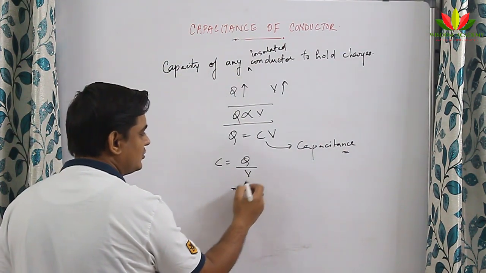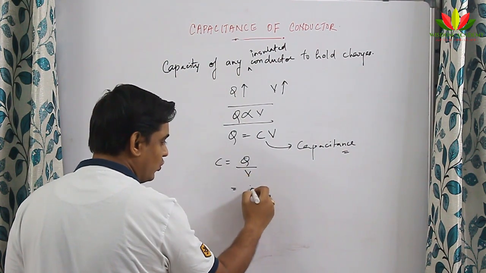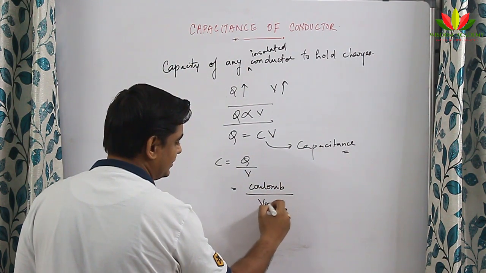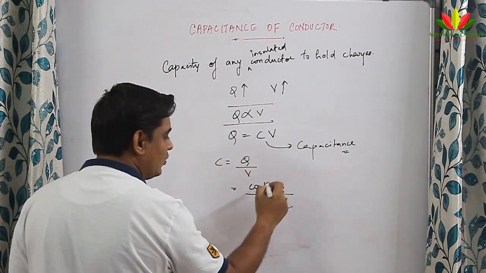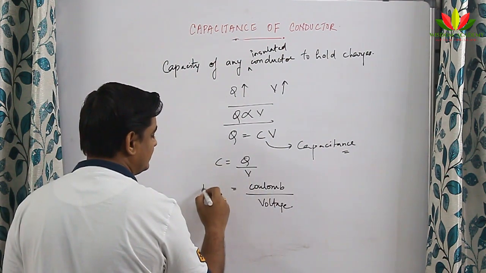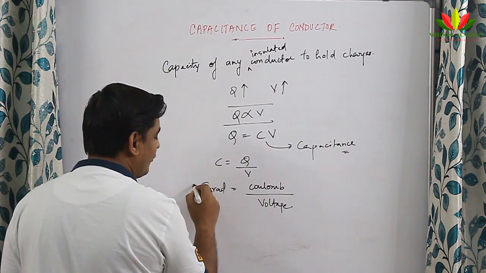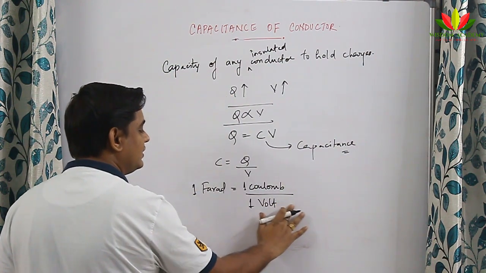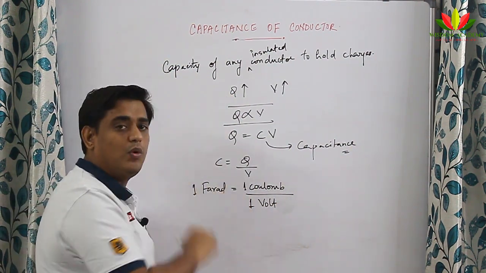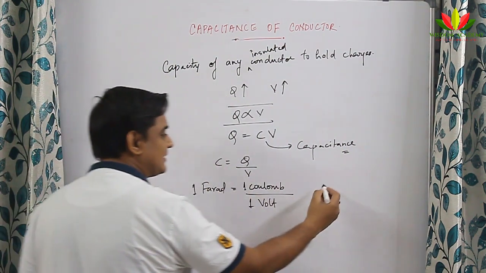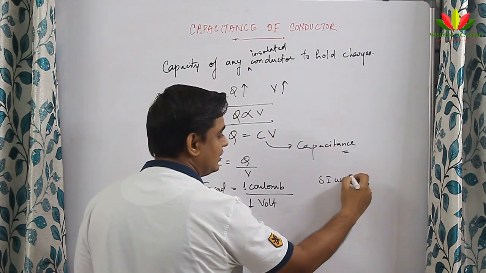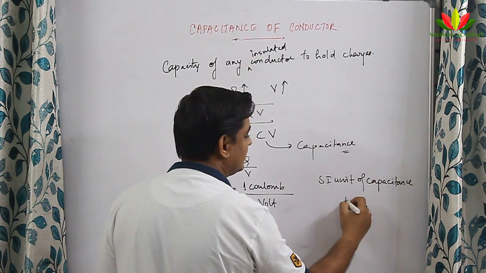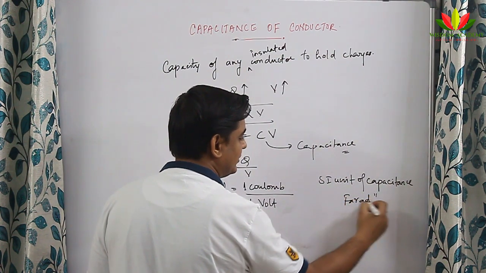Now what is the SI unit of charge? It is coulomb, and for voltage, it is volt. Coulomb by volt is known as farad. So 1 farad is equal to 1 coulomb by 1 volt. So what is the SI unit of capacitance? It is farad. The SI unit of capacitance is farad. After the scientist Faraday, it has been named as farad.